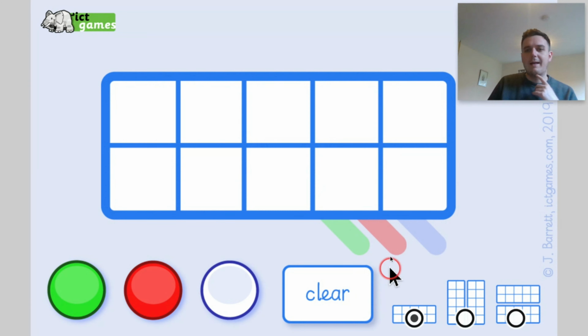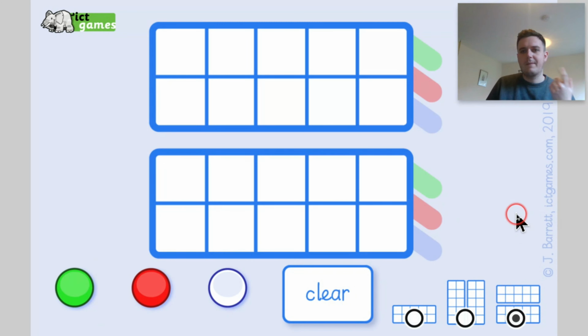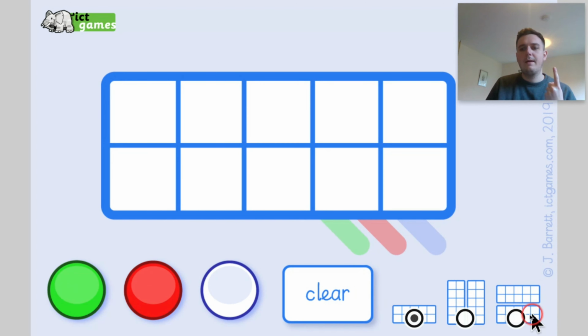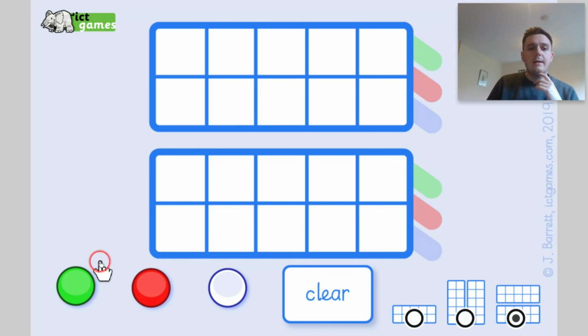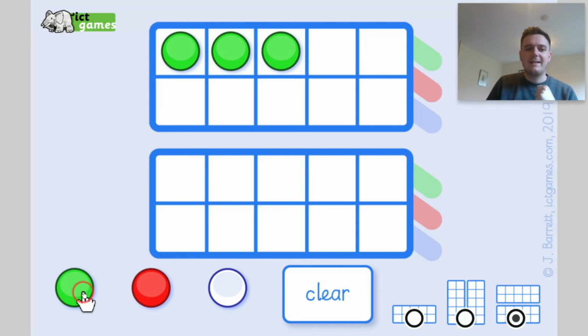So let's make it a little bit harder now. Let's change it from a tens frame into 2 tens frames. Before we had 1 tens frame, now we have 2 tens frames. So we can use these 2 tens frames for even more games and even more learning. So we can practice bridging 10 and crossing over 10, which is quite hard, certainly for the younger ones to do. So 1, 2, 3, this may take me a minute.